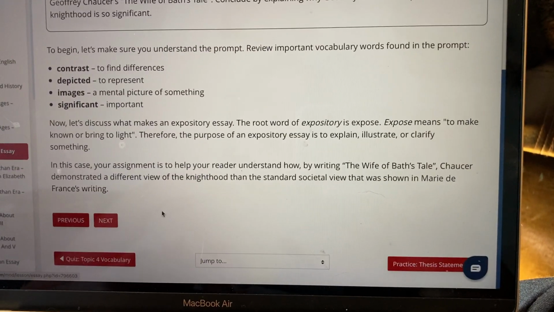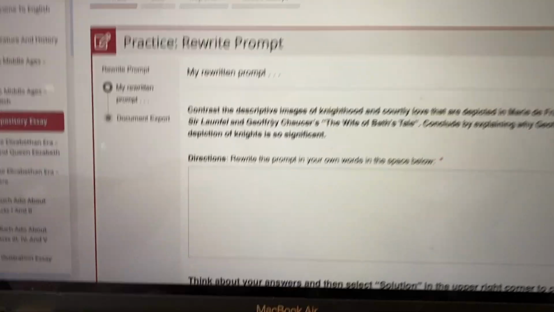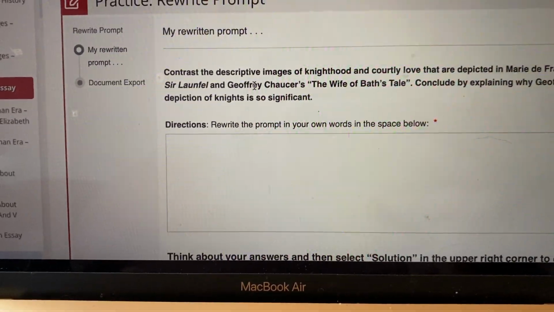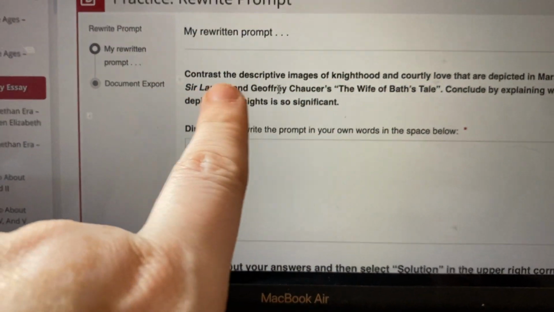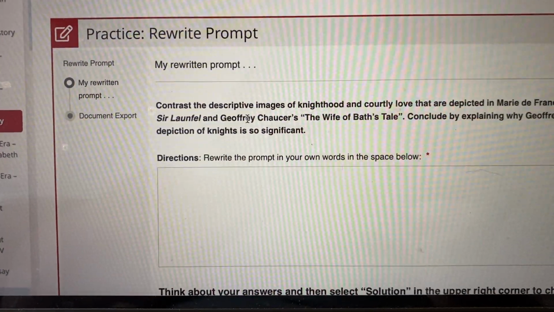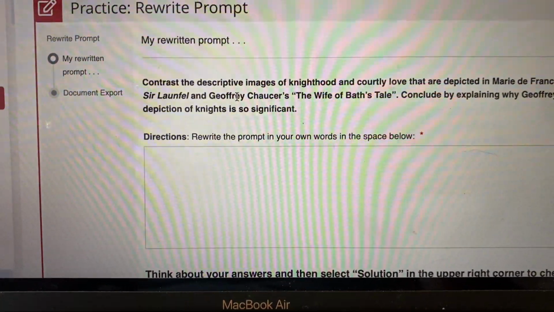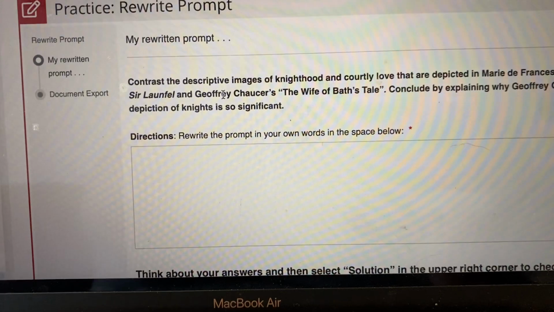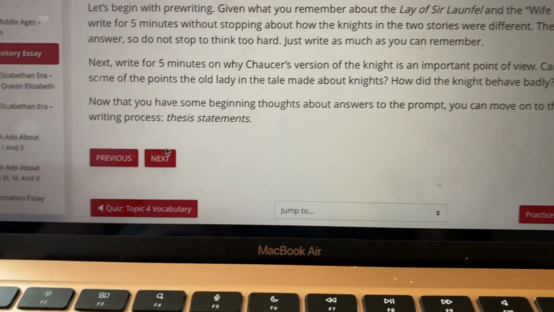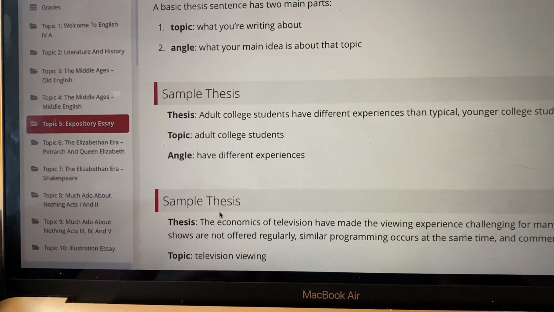All right, so one of the things that you're going to need to do is rewrite the prompt. You're just turning this into a statement. So you would say something like, The Lay of Sir Launfal and The Wife of Bath's Tale both have contrasting descriptions of knighthood and courtly love. Something like that as your thesis, and then you're going to break it down into what is The Lay of Sir Launfal, what is The Wife of Bath's Tale, and how do they differ. So really quick, how do they differ? We might not necessarily remember.